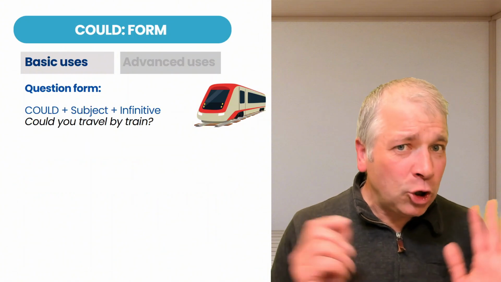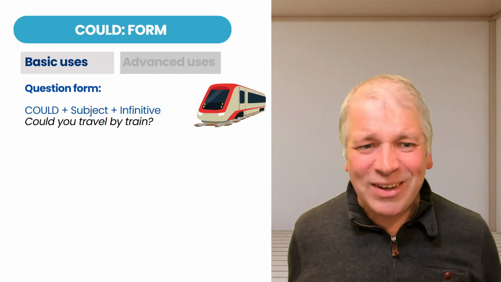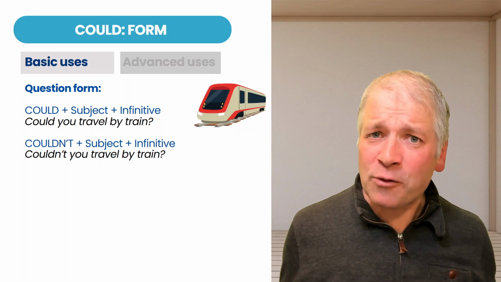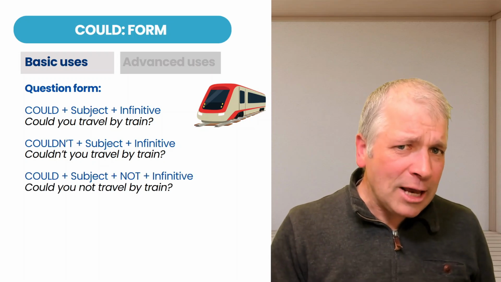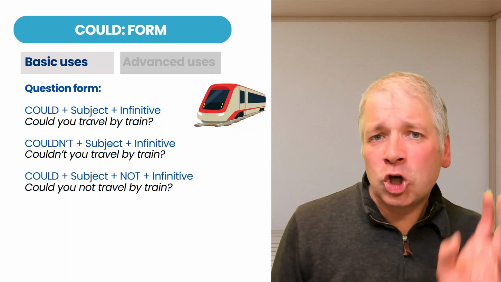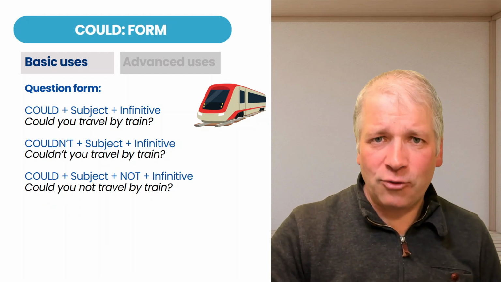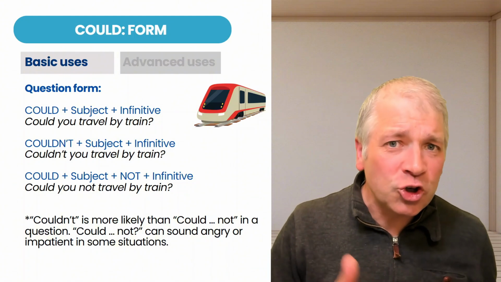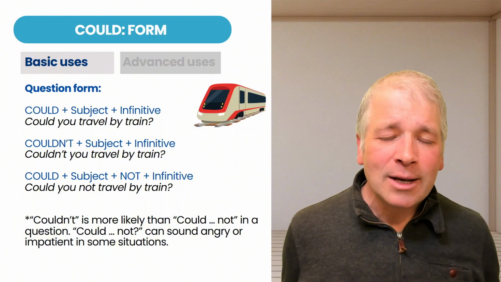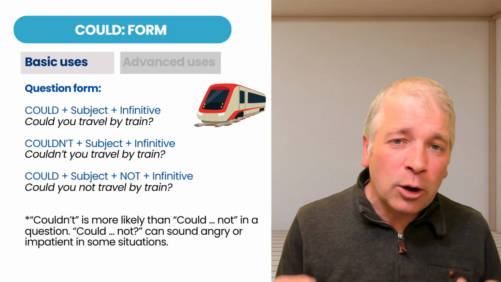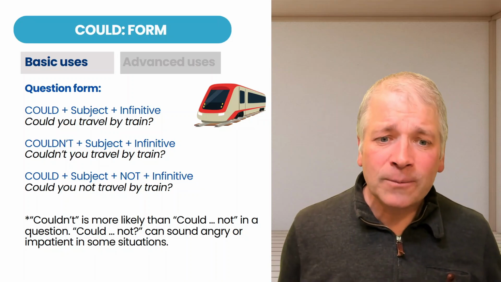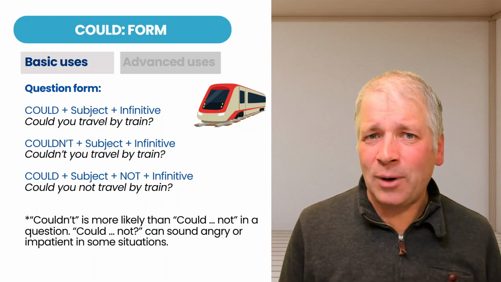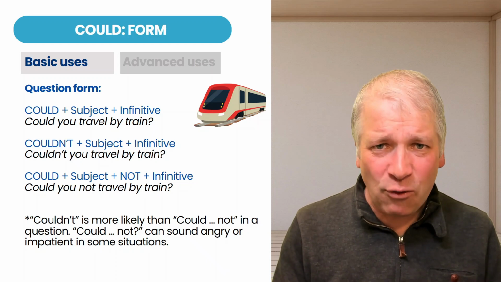In the question form, could goes at the beginning, then the subject, then the infinitive. Could you travel by train? Or in the negative form, couldn't you travel by train? We can also separate could and not with the subject. Could you not travel by train? If you say couldn't, then that's more likely to be used than could not in a question. Now, you have to be careful with could not, because if you say could you not, there's a danger that it can sound angry and impatient in some situations, so be sure to use it in the right place.